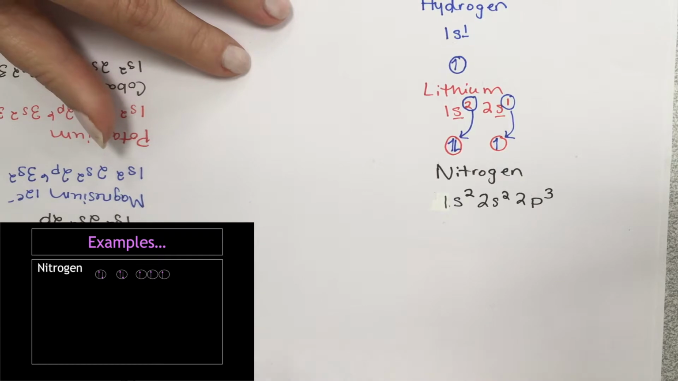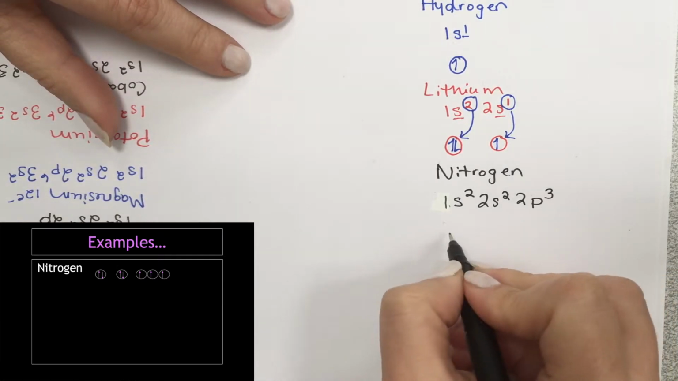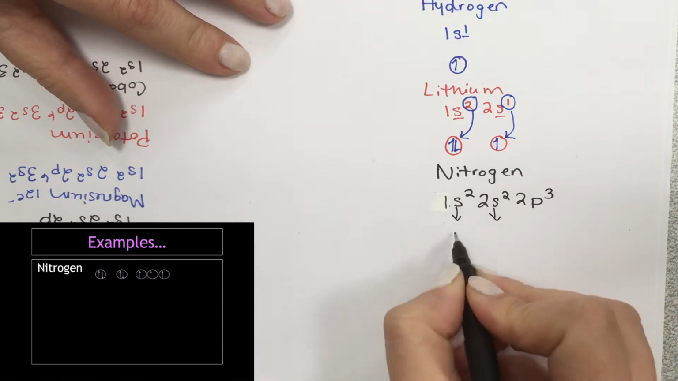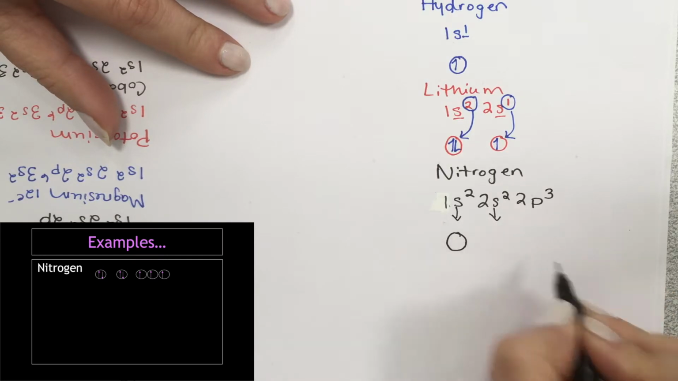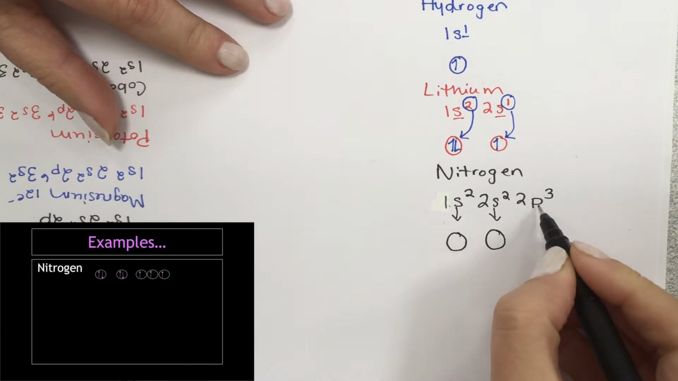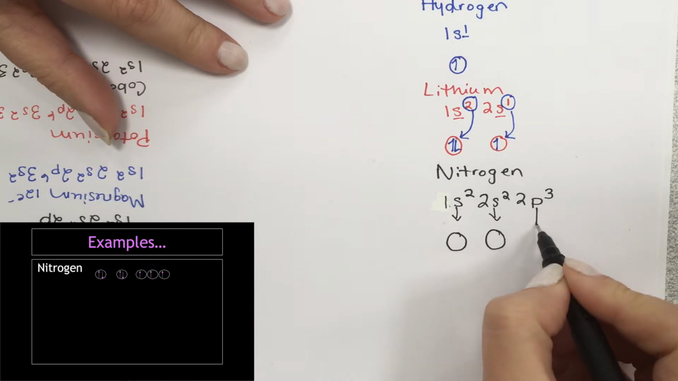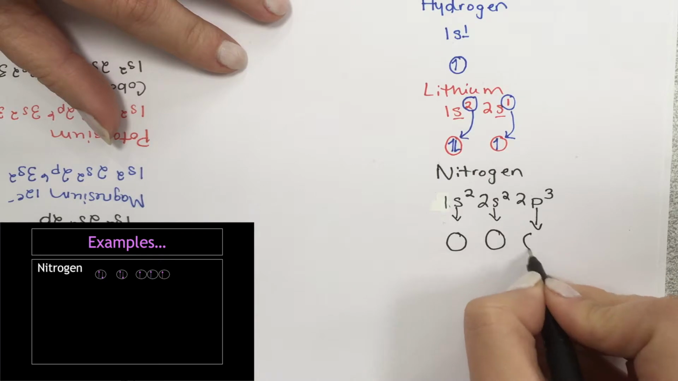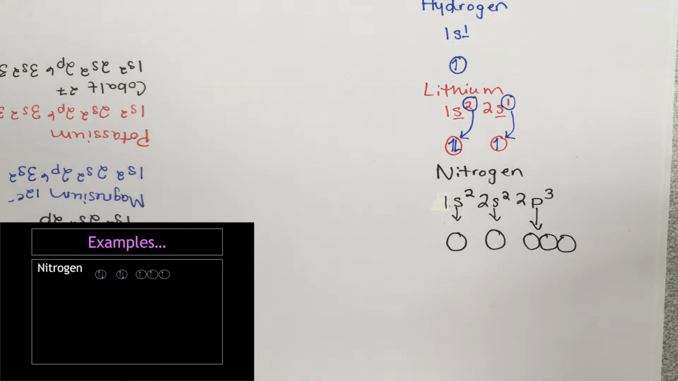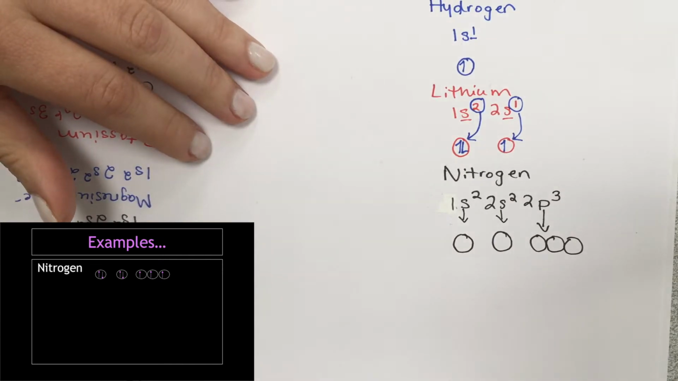Now we need to do its orbital notation. So remember the S sublevels each have 1 circle. The P sublevel, I keep saying the wrong word, has 3 circles. So you would write 3 circles. It has 3 orientations, and each circle represents an orientation. Now we're going to fill it up.